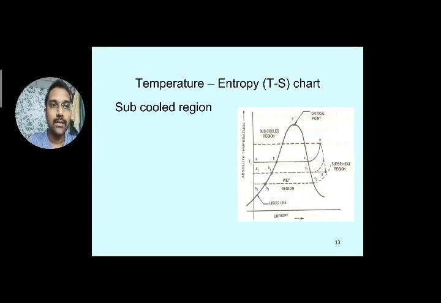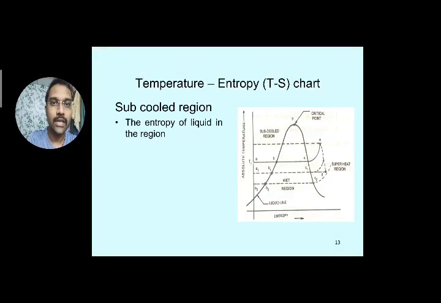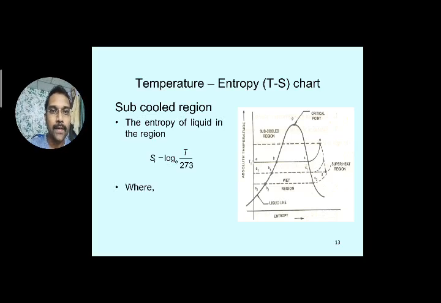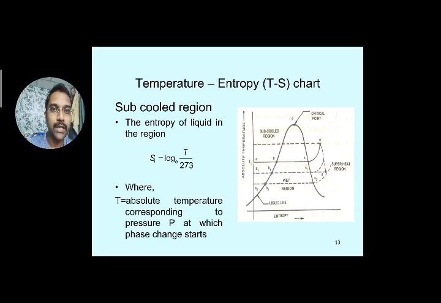Next, the subcooled region. We discuss it region wise. The entropy of liquid in the region is given. You can see the entropy is plotted on the x-axis. So the subcooled region is to the left of the first curve, that is the liquid line or saturated liquid line. That is S1 equal to log base e T by 273, where T is the absolute temperature corresponding to the pressure P at which the phase change starts.